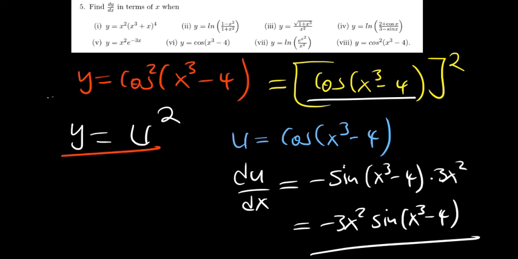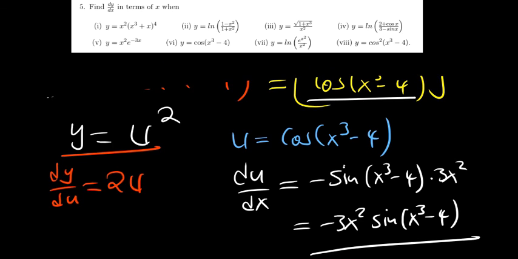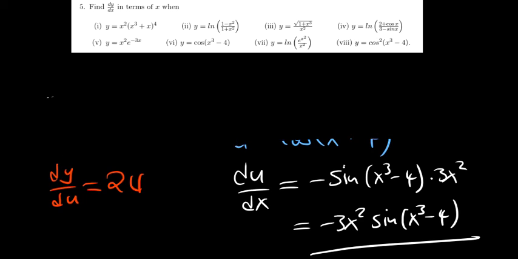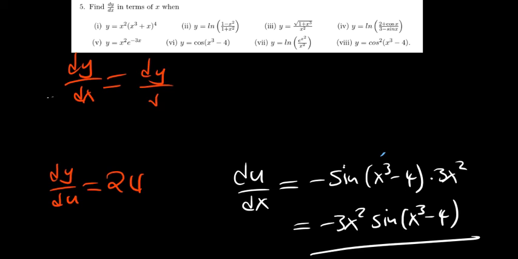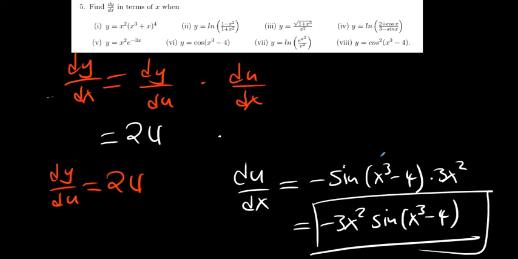Differentiate this with respect to u. It's going to be called dy du, which will be 2u. Now for us to get dy dx, it's a product of dy du multiplied by du dx. So dy du is 2u, and then our du dx is this part. So negative 3x squared sine of x to the power 3 minus 4.